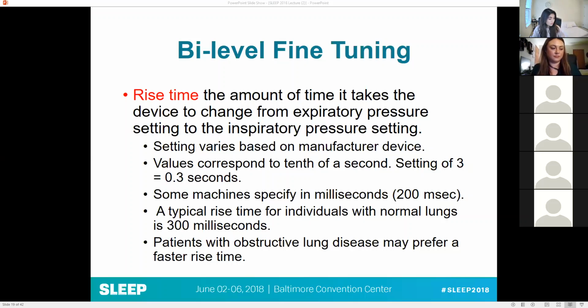Some patients with obstructive lung disease may prefer a faster rise time, so you get to that IPAP quickly, and then they have plenty of time to exhale, because they have obstructive lung disease and can get air trapping. So the more time they have to exhale, the better. Next slide.